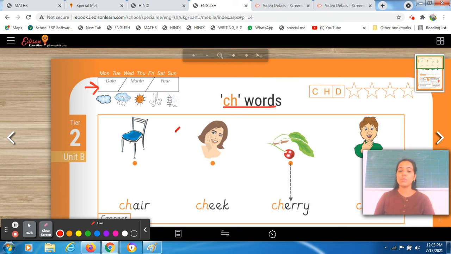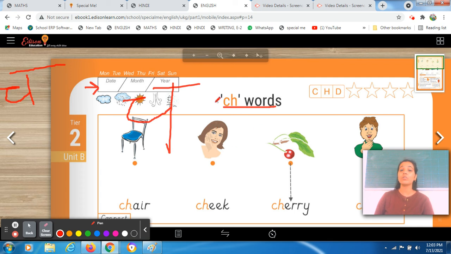CH will give you the sound ch. What sound, students? You have to write in your notebook that CH gives the sound ch, a big ch, ch as in chammach. You have to write it like this in your notebook, not over here, not in your English book. You have to write it in your English notebook where you revise your concepts.